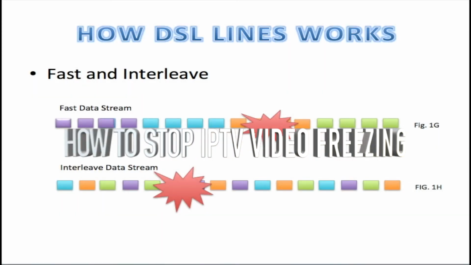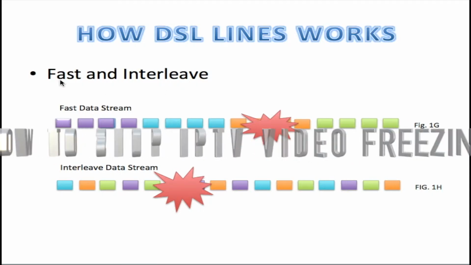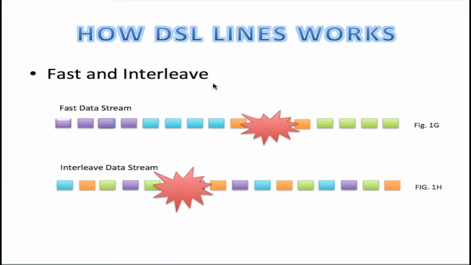Here we're going to be talking about fast and interleave DSL lines. This is an option within the DSLAM. You can option it for fast or interleave. Let me explain exactly what the difference is between fast and interleave.